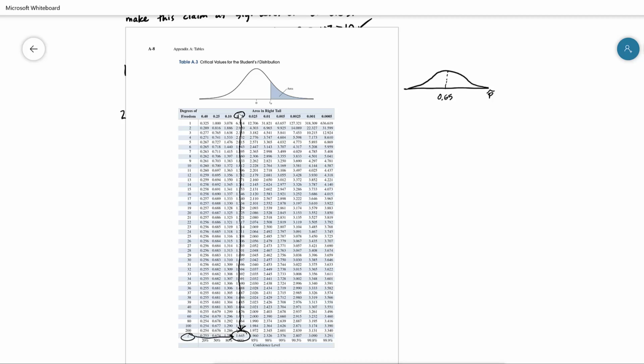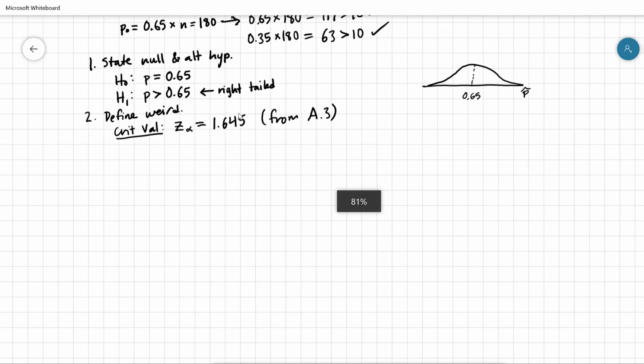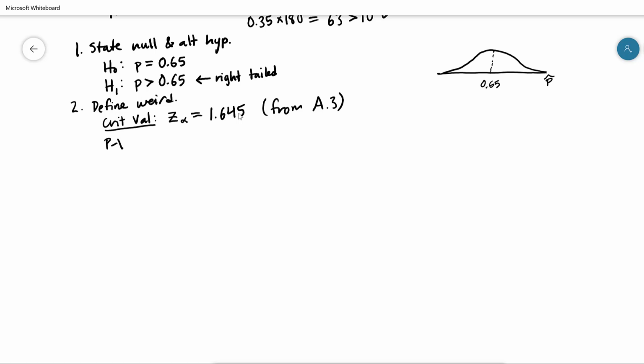So let me undo circling those. Let's see if this will undo adding that whole thing in. Good. Here's where we got that 1.645. So again, this is from table A3. If we're doing the p-value method, then all I need here is the significance level. I just need alpha, which is given in the problem. It was 0.05. So that's how we're going to define weird. This is going to be the z-score I consider weird. This is going to be the area I consider weird.